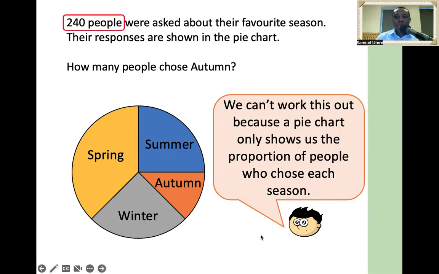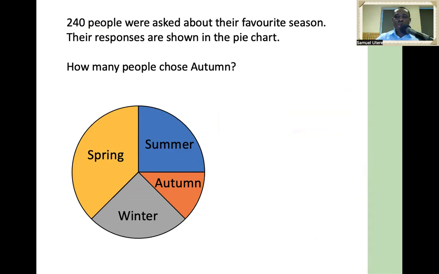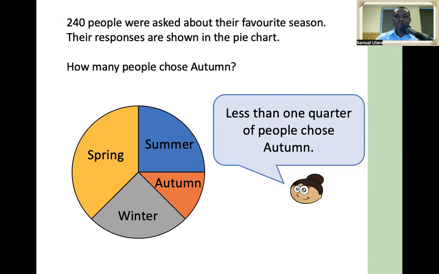Well, we know that there are 240 people. Recall in our previous lesson that we said you can work out the proportion of the pie chart if you know the total number of people that the pie chart represents, or the number of people that portions of the pie chart represent. We can use that information to answer questions. So we wouldn't agree with him. Here is why.